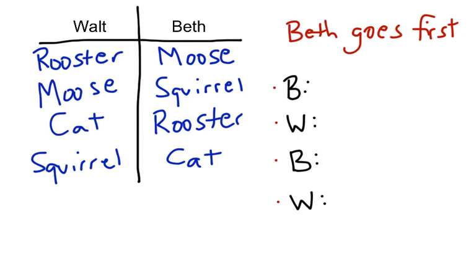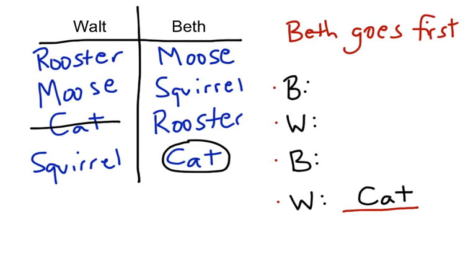Okay? And so Walt, the choice that he's going to get here gets filled in first. And Walt is going to take the one that is on the bottom of Beth's list. So Walt is going to get the cat there. And then once that's picked, we want to cross it off on the other side so that it doesn't get confusing.